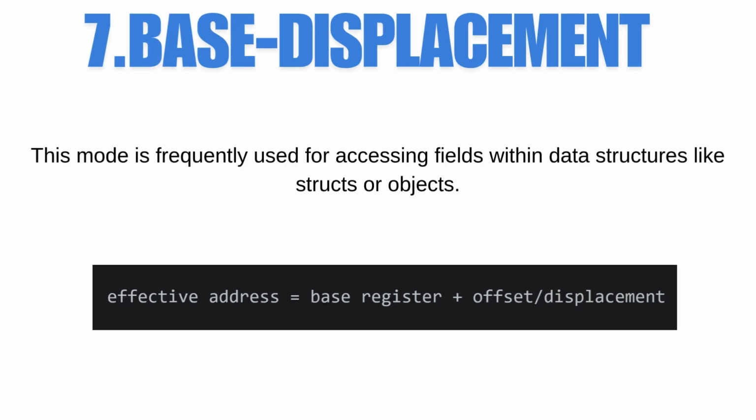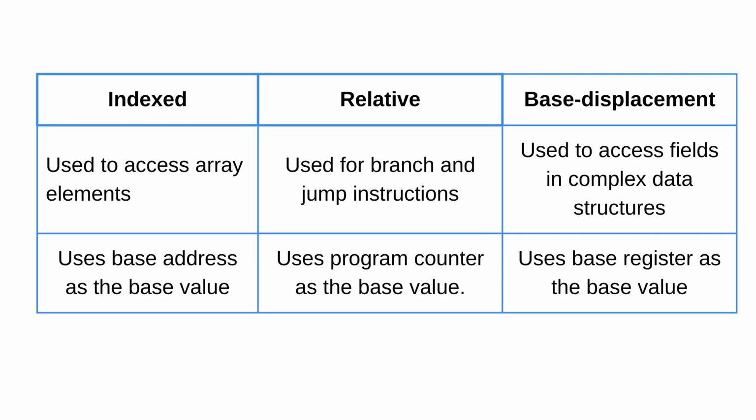Base displacement addressing mode is a technique used to calculate the effective address of an operand by adding a base address stored in a base register and a displacement, often called the offset value. This mode is commonly used in complex data structure access, as it allows efficient access to memory locations relative to a known base address. Relative addressing mode and displacement addressing mode are similar in that both involve using an offset to calculate the effective address, but they are not exactly the same and have distinct uses.